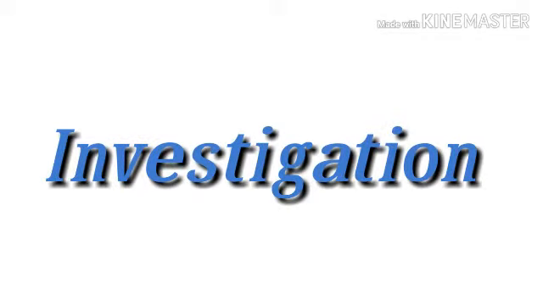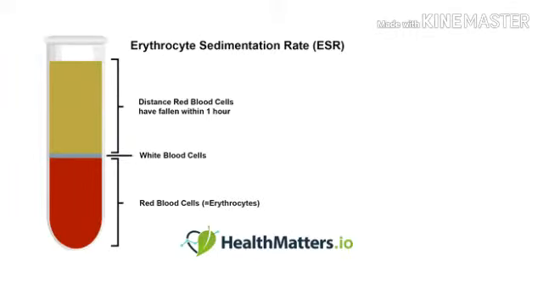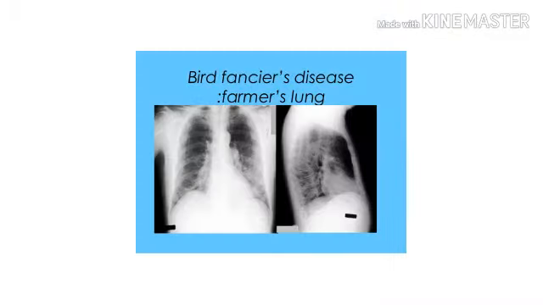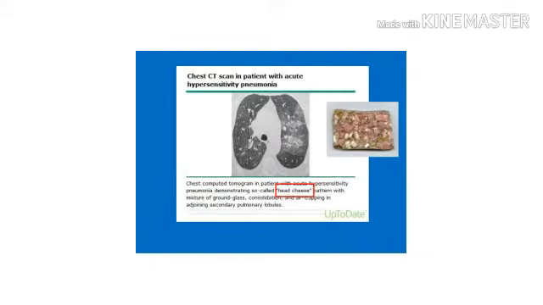What investigations will we perform in such cases? Blood examination reveals a raised ESR and neutrophilia, particularly in the acute form. Eosinophil counts and IgE levels are typically normal. Precipitating antibodies against offending microbes are present in many patients, but their diagnostic utility is limited. Chest radiograph may show diffuse micronodular shadowing. Later, reticular shadows due to pulmonary fibrosis occur.